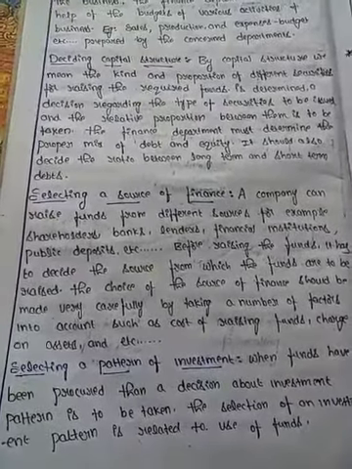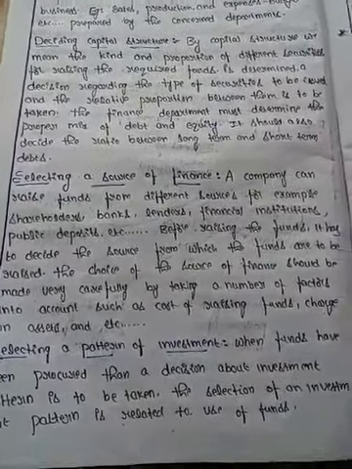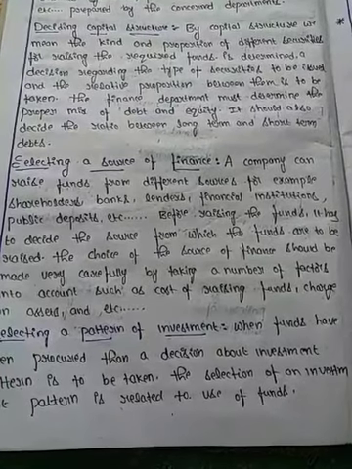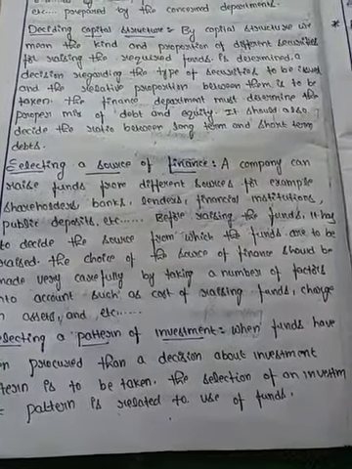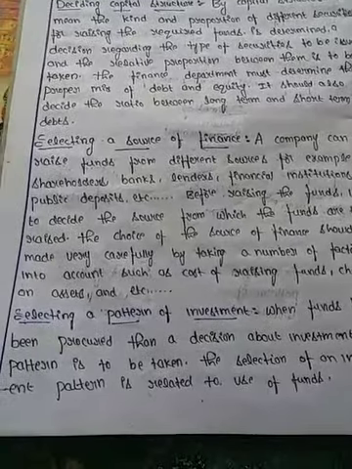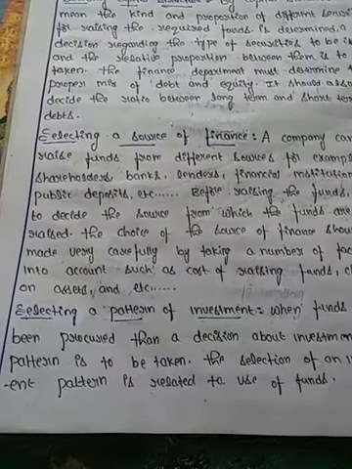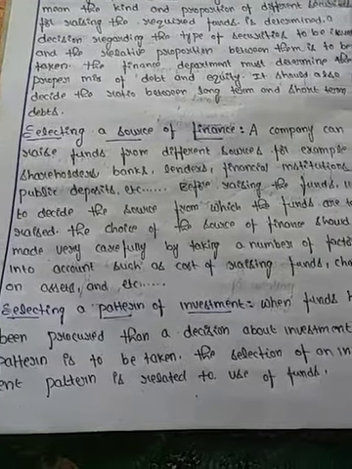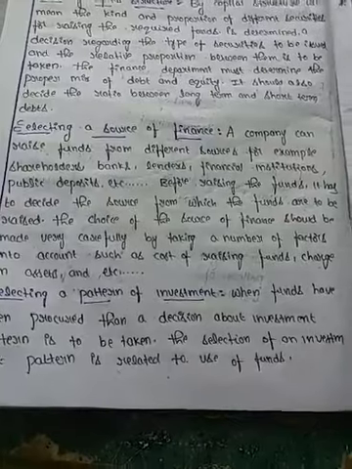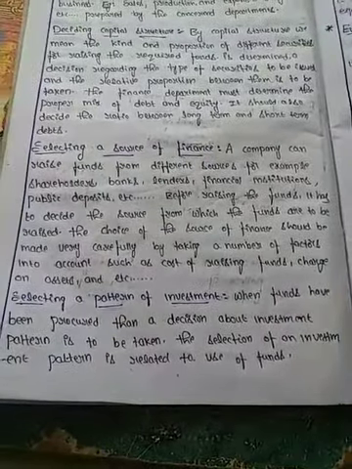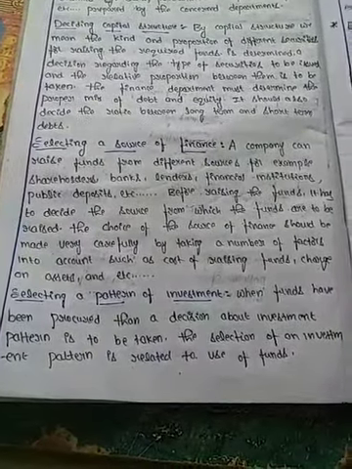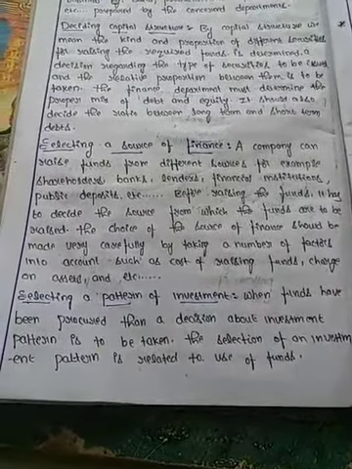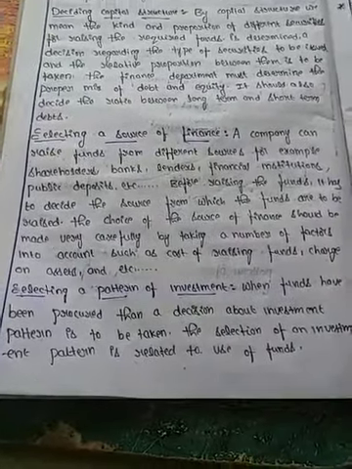Third one, selecting a source of finance. A company can raise funds from different sources, for example, shareholders, debenture holders, banks, financial institutions, public deposits and lenders, etc. Before raising the funds, it has to decide the source from which the funds are to be raised. The choice of the source of finance should be made very carefully by taking a number of factors into account, such as cost of raising funds, conditions attached, charges on assets, burden of fixed charges, etc.